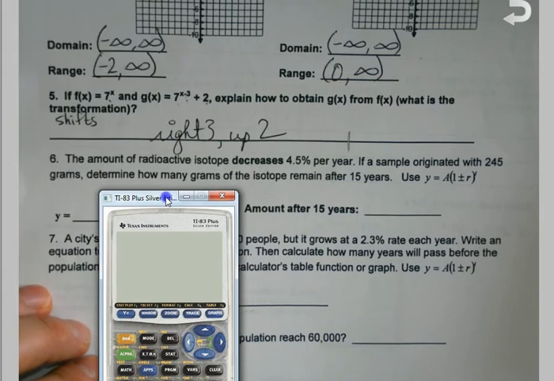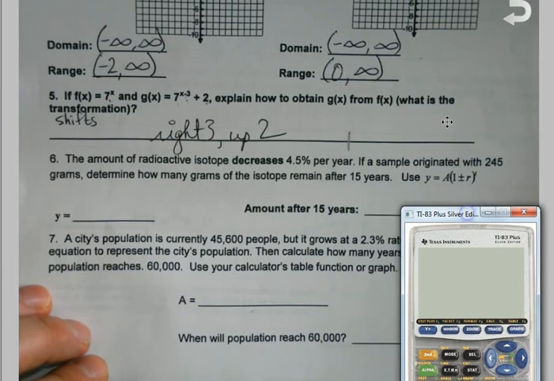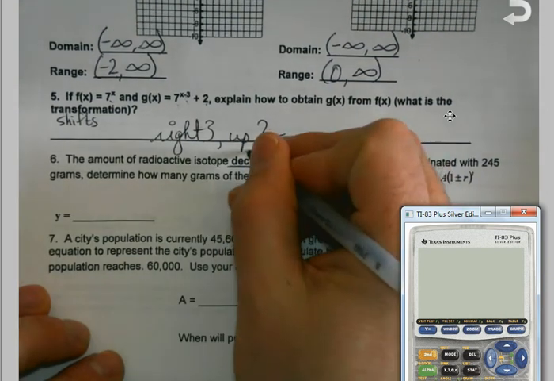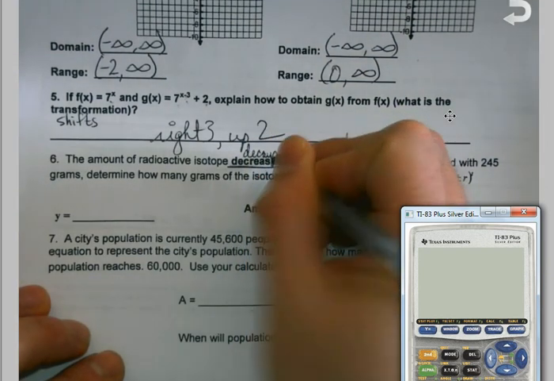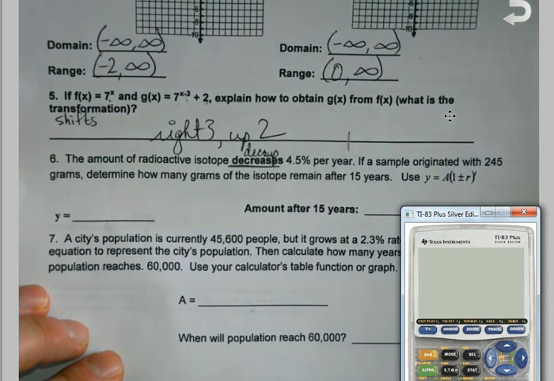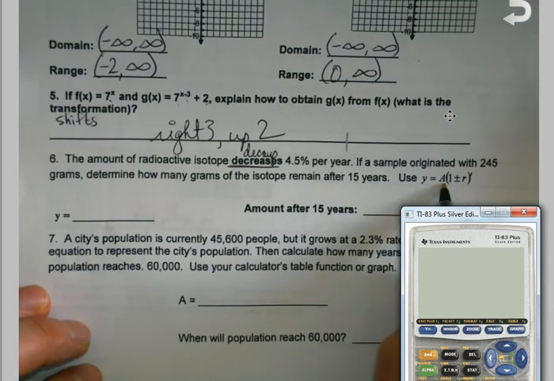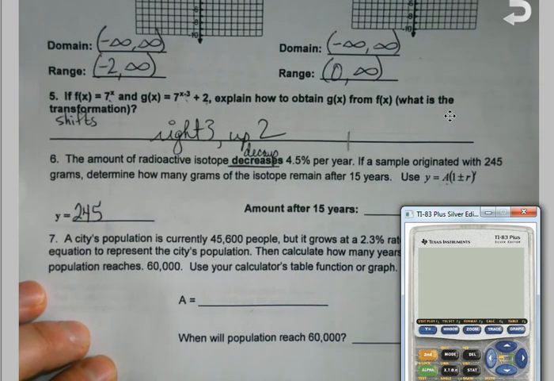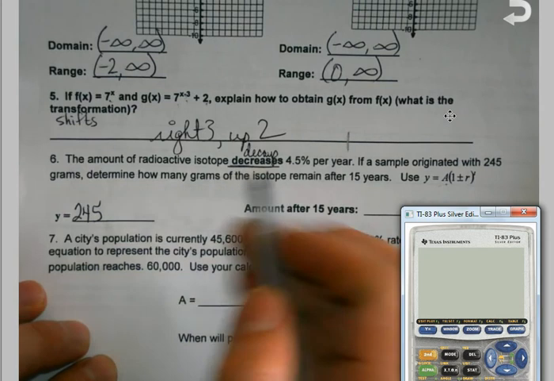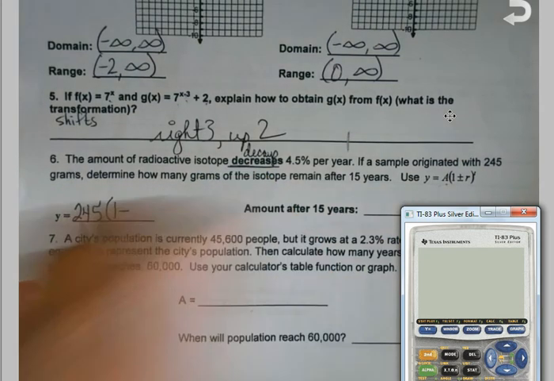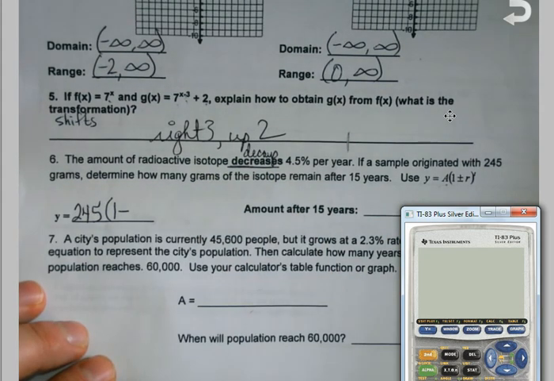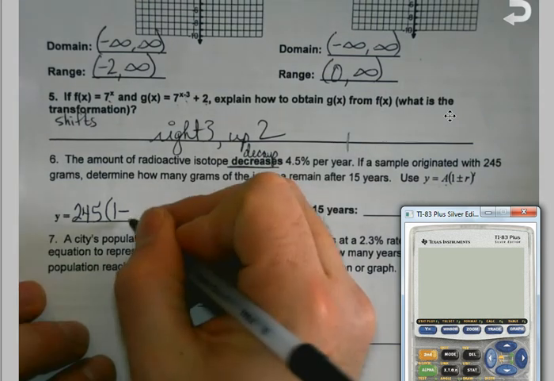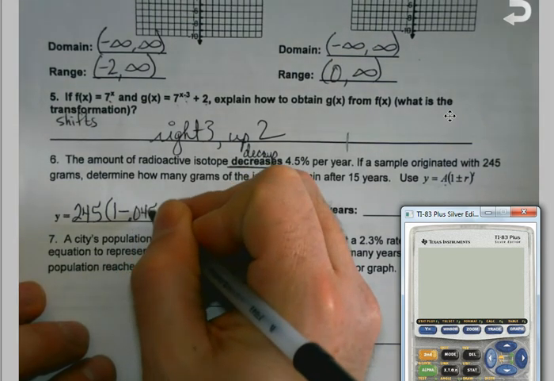on our first one here, let's bring you down here. The amount of radioactive isotope decays 4.5% a year. If a sample originated with 245 grams, my A is always what I'm starting with, so 245. If it decays, I'm going to be subtracting. Do I do 1 minus 4.5? No, 1 minus 0.045. That's right.